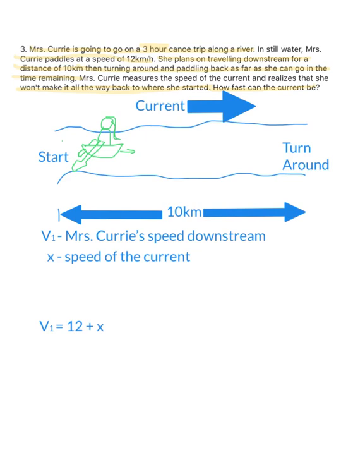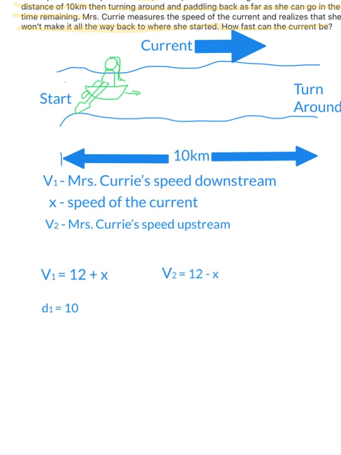We know Mrs. Curry's speed on the way back up against the current will be 12 minus x. And that's because she could go 12 kilometers an hour herself, but she's going against the current, so that'll slow her down. We also know her distance downstream has to be 10 kilometers. And we don't know the distance back because it depends on how far she gets on the way back. We're trying to find what current will it have to be to get less than 10 kilometers back.